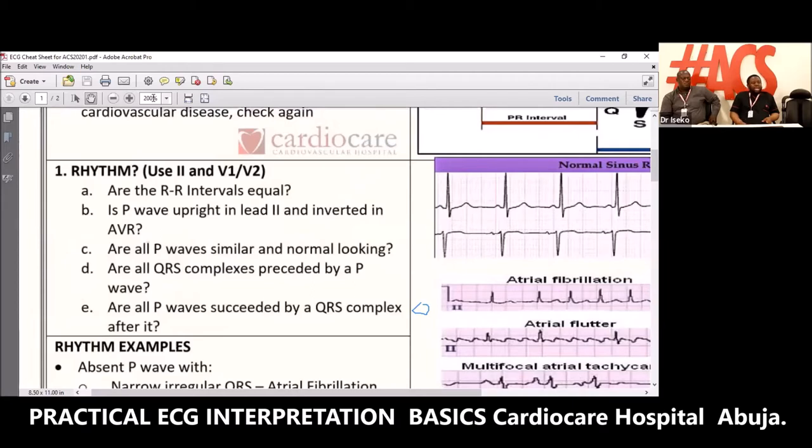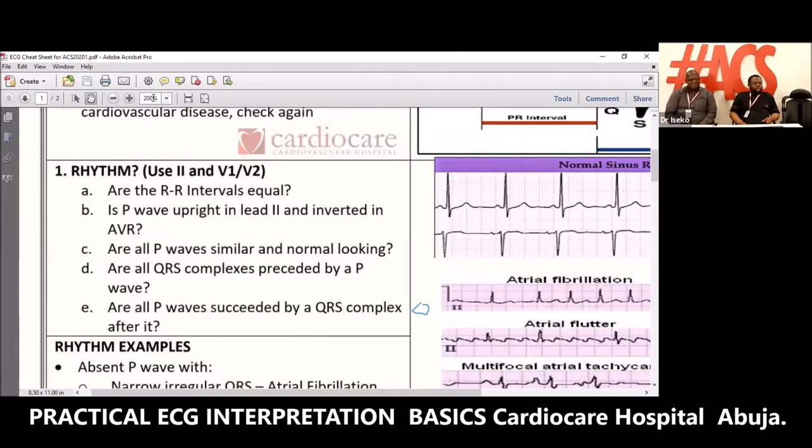Number one, are the RR intervals equal? Number two, is the P wave upright in lead 2 and inverted in aVR? You remember I talked at the beginning about whether the leads are placed properly. Number three, are all the P waves similar and normal looking, or does one look different? Then numbers four and five look similar. Is every QRS preceded by a P wave? And does every P wave have a QRS after it? It sounds like tautology, but everything is important, I'm telling you. There is no wasted word.